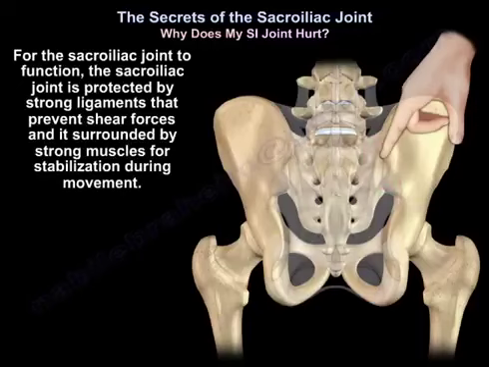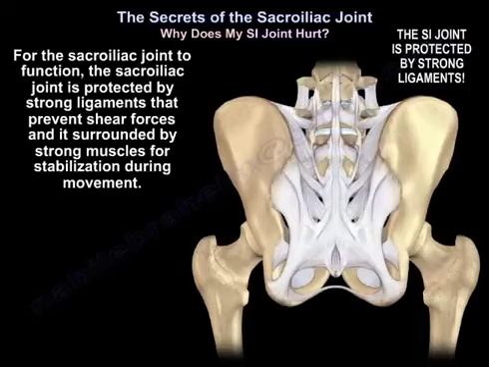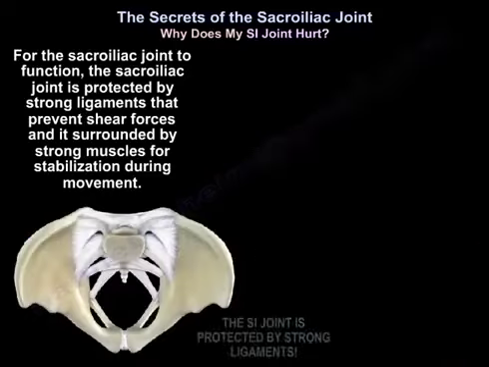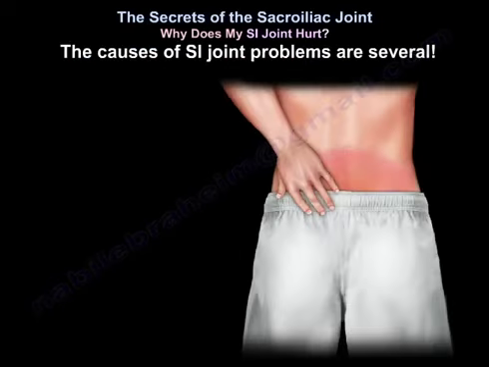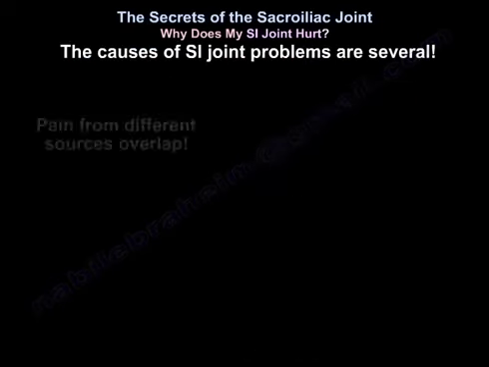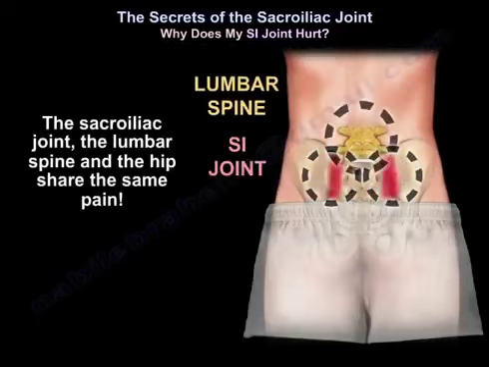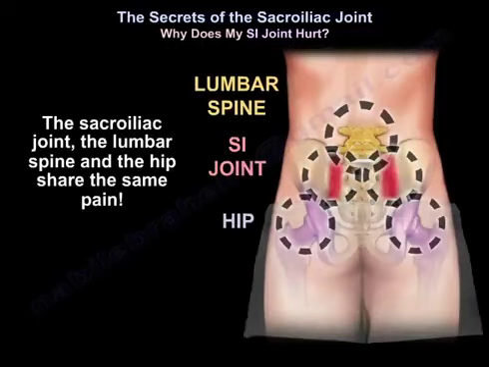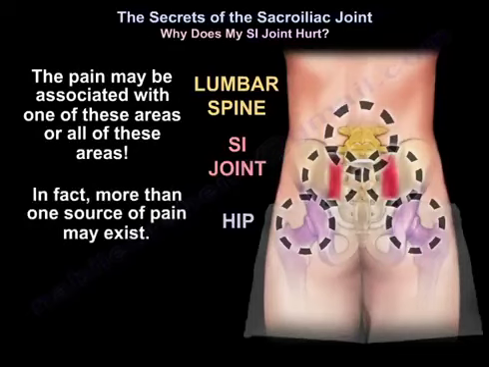So for the sacroiliac joint to function, it is protected by strong ligaments that prevent shear forces, and it is surrounded by strong muscles for stabilization during movement. The causes of the SI joint problems are several. Pain from different sources overlap. The sacroiliac joint, the lumbar spine, and the hip share the same pain. Pain may be associated with one of these areas or all of these areas. In fact, more than one source of pain may exist.